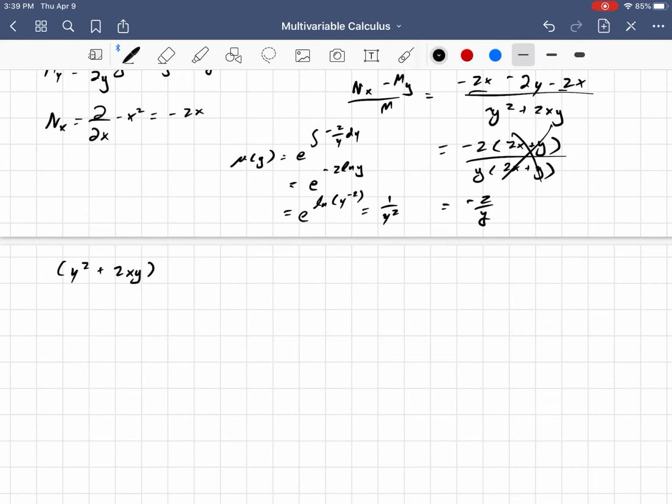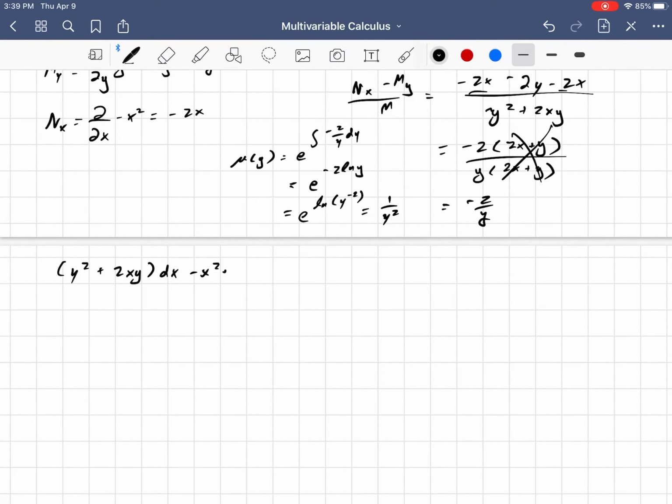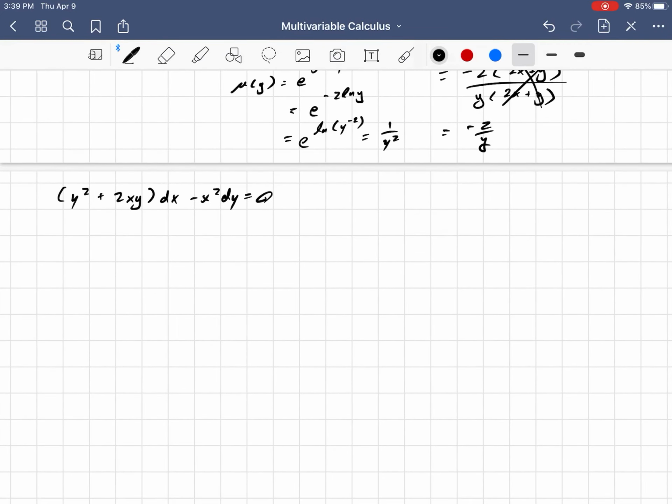So let me write it. The original equation without dividing by y squared is y squared plus 2xy dx minus x squared dy equals 0. So now I divide by a y squared, and I'm going to get 1 plus 2x over y. I always mess up on the algebra, and it makes me sad. Minus x squared over y squared dy is equal to 0.